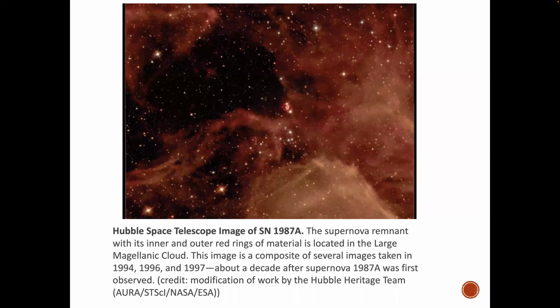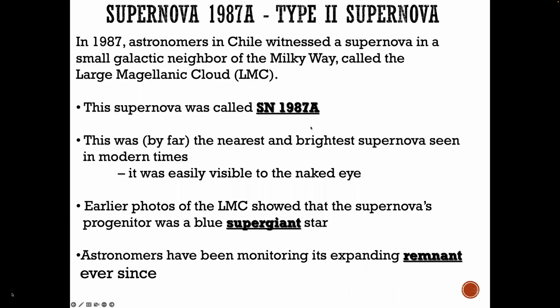Right. So here is a Hubble Space Telescope image of supernova 1987A. The previous details that we talked about were for our own galaxy. Now this supernova happened in 1987. It actually happened in the Large Magellanic Cloud. The Large Magellanic Cloud is a nearby galaxy for us. And here is an image that was taken of that particular galaxy.